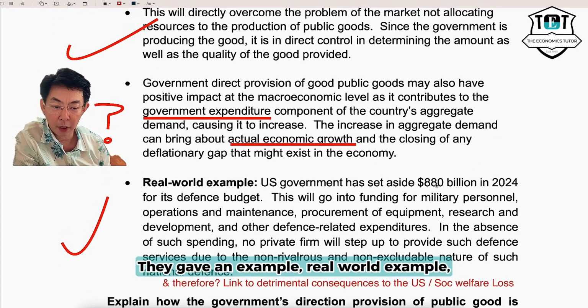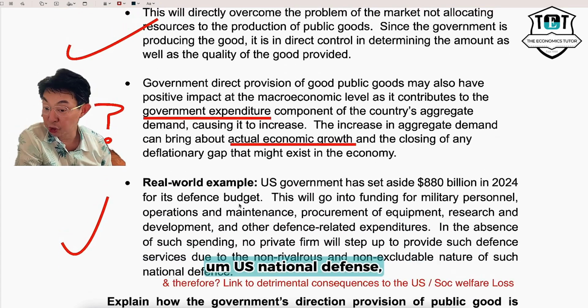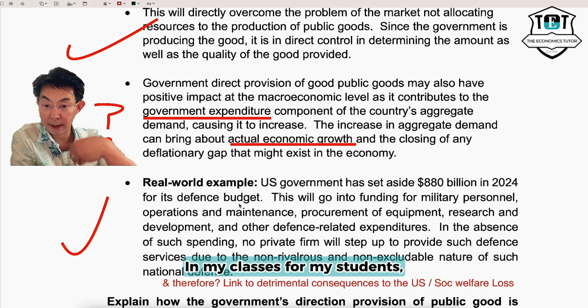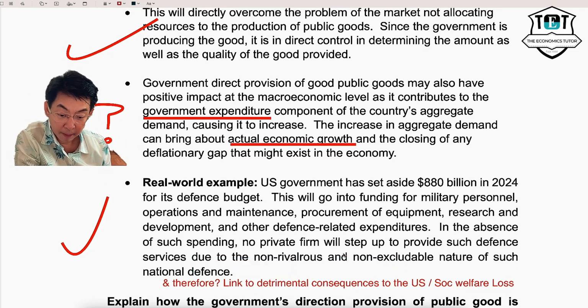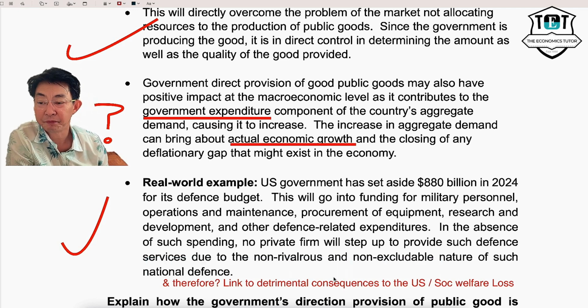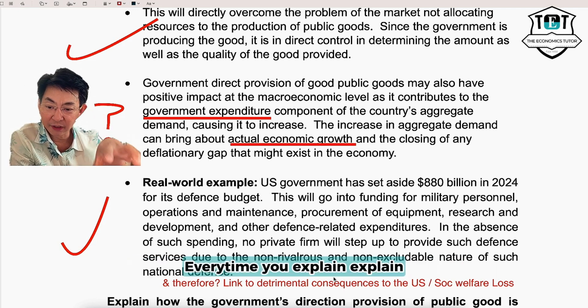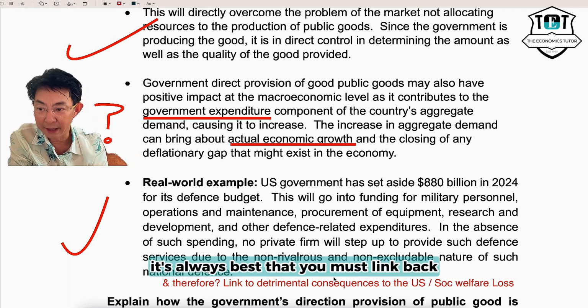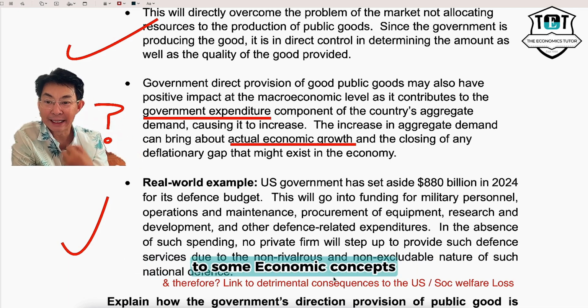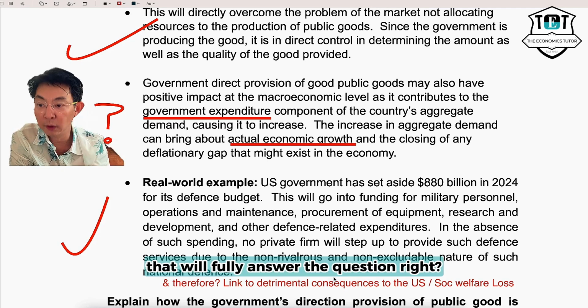They gave a real world example, US national defense. This is good, this is fine. In my classes for my students, I gave a Singapore example. But if you run through the explanations, it stops short of fully answering the question. Every time you explain, it's always best that you link back to some economic concepts that will fully answer the question, right?